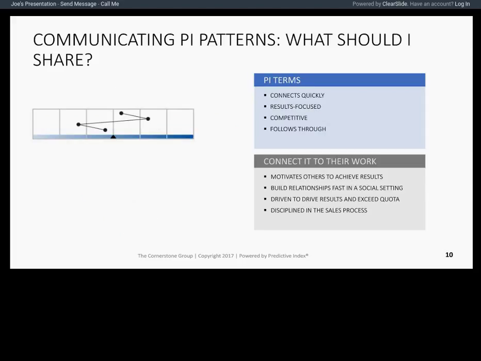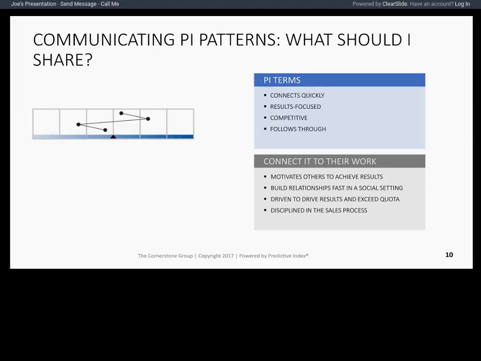The next thing we want to do after we figure out what are the two widest factor combinations and what does that tell us is how do I take this PI terminology that I've learned and connect it to the work that that person is doing. And this is where taking a nuanced approach can really be helpful.